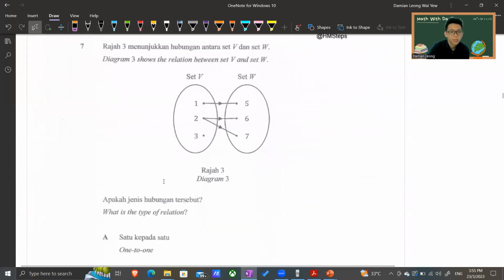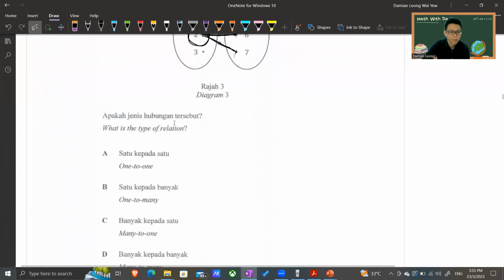Okay. Then question 7. What is the type of relation here? You can see I have 1 matching to 5, 2 matching to 6, 2 matching to 7. So the same one here matches to 2 different images. It's always how many objects to how many images. So it's one object to many images, which means it's a one to many. Answer B.